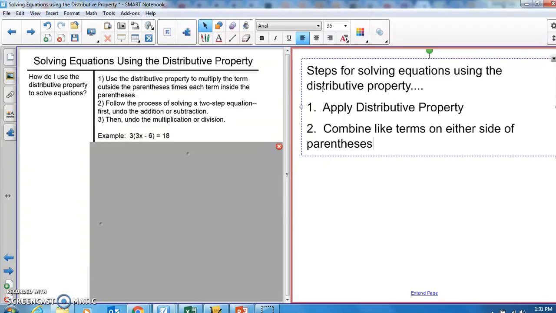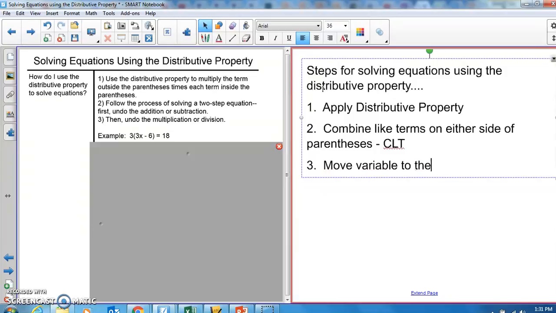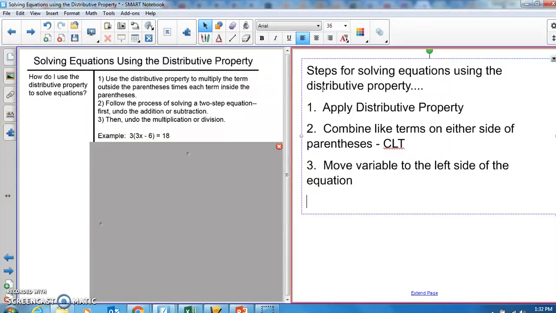Once we look to see if we can combine like terms, I'm going to label that CLT, combine like terms. The third thing we're going to do is move the variable to the left side of the equation. The fourth thing we're going to do, going back to what we started with, is look for addition or subtraction.